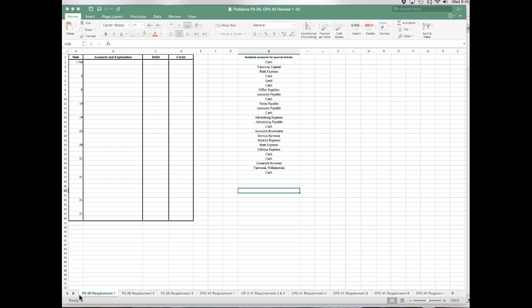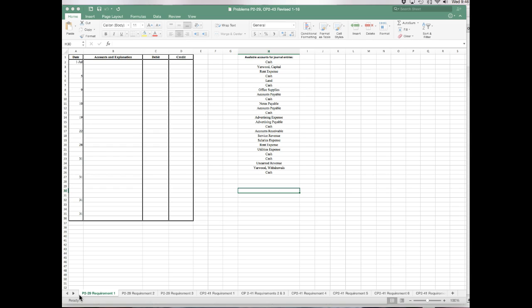Okay, so in this particular week, we're going to be taking a look at the transactions, and we're actually going to be doing journal entries in the first requirement here. And in every journal entry, your debits must always equal your credits. So for every transaction that occurs within this business, we're going to be debiting an account or crediting an account. And they always must be equal to each other.